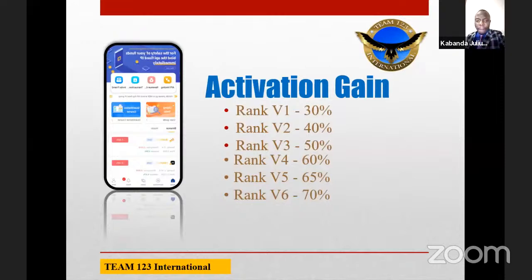Ladies and gentlemen, in only 1 month and 1 week, I had become a V3. Could you imagine? I started making, ladies and gentlemen, $50. As I speak to you right now, I'm a V4. And when I speak to you and you activate your robot, I earn $60.